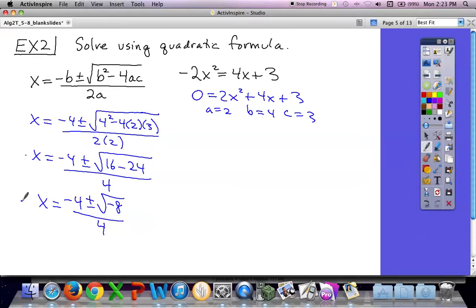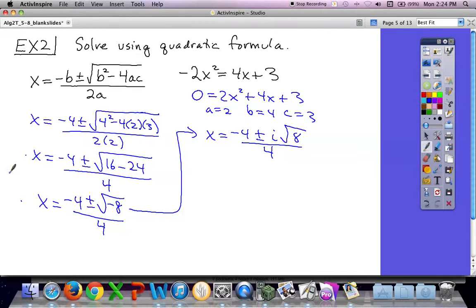Okay, what kind of solutions are we going to get if we're taking the square root of a negative number? Imaginary numbers, right? So at this step, we're going to have to simplify that radical, and part of that will be taking out the i, right? So I'm going to do it in a couple steps. X equals negative 4 plus or minus i times the square root of 8 over 4.